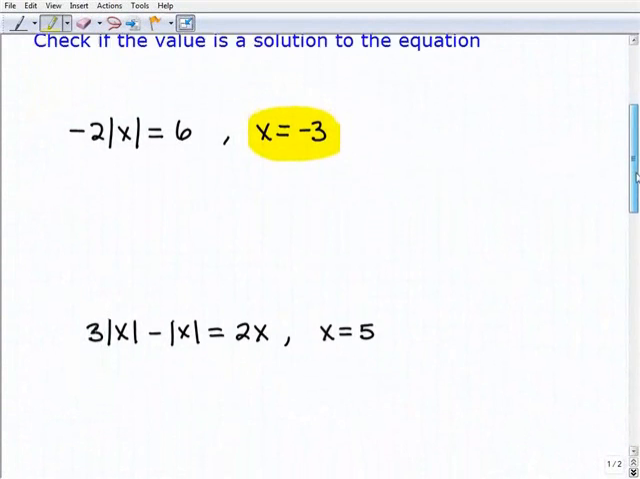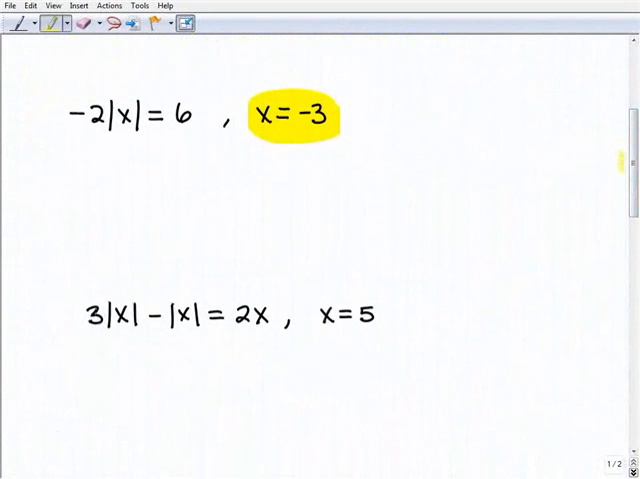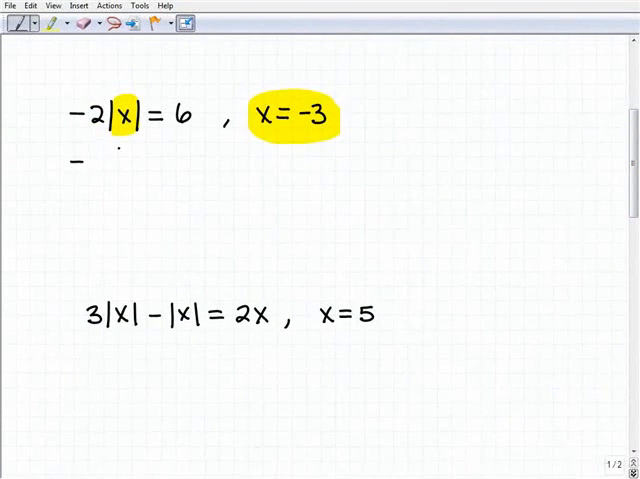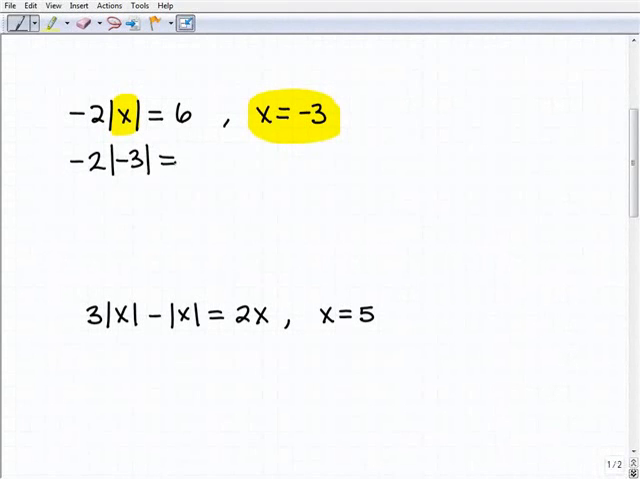So we want to check to see if x equals -3 is a solution to this equation. We're going to plug in -3 for that x, simplify, and then take a look and see if the left-hand side is equal to the right-hand side. So we're going to have -2 times the absolute value of -3, and we have to see if that's going to be equal to +6.